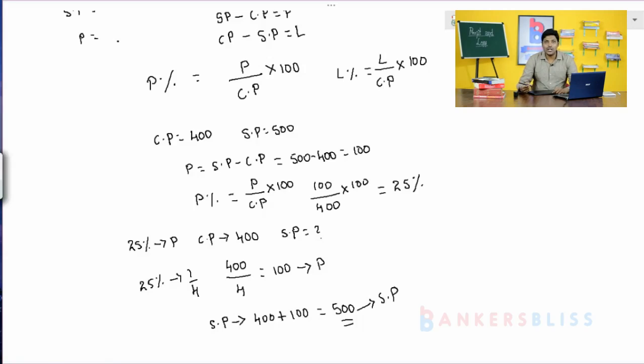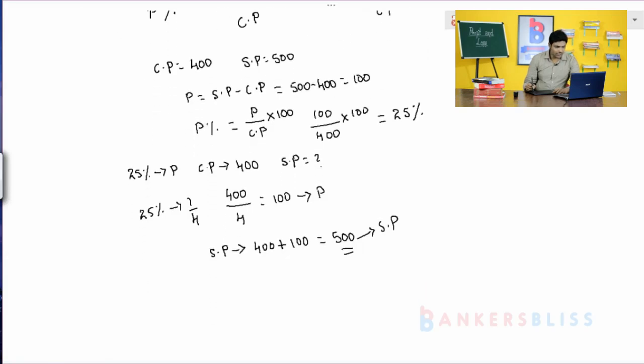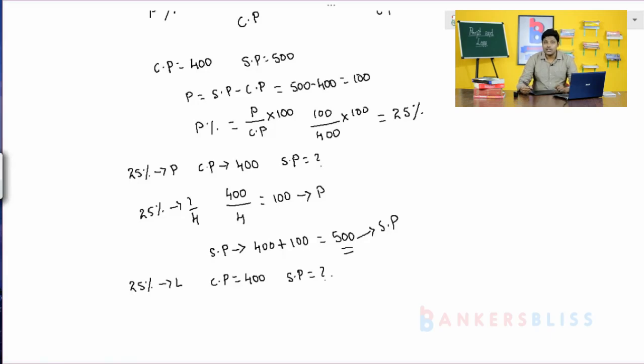Very simple to calculate. Again, if you get 25% loss, cost price is rupees 400. Now you have to calculate the selling price. So what is the selling price? See, whether it is a loss or a profit, always the loss percentage or the profit percentage you have to calculate on the cost price. So here the cost price is 400. So for this 400 you have to calculate 25%, which is loss.